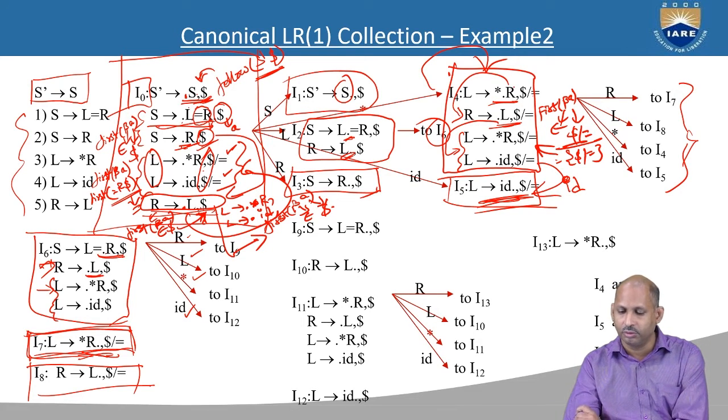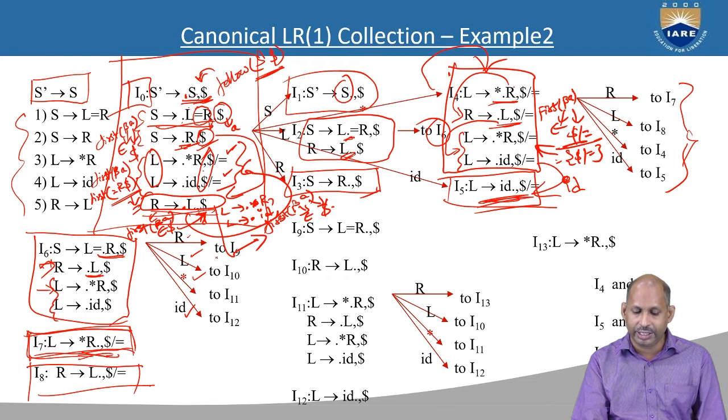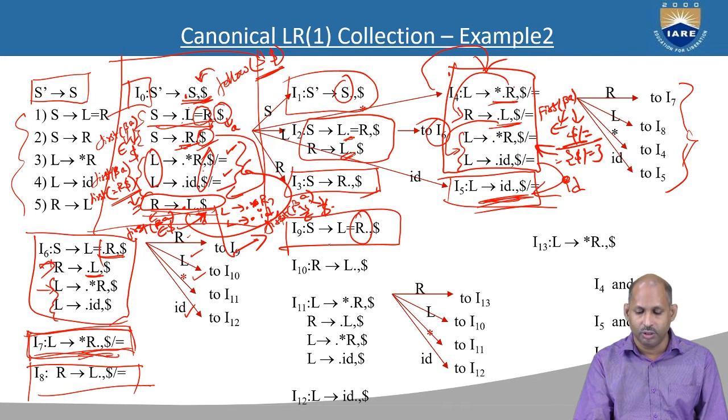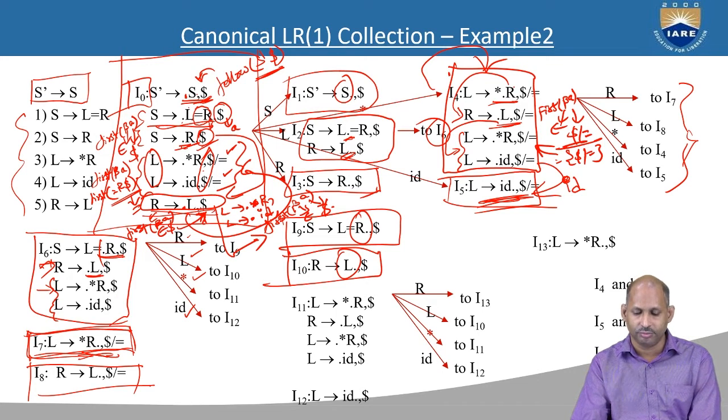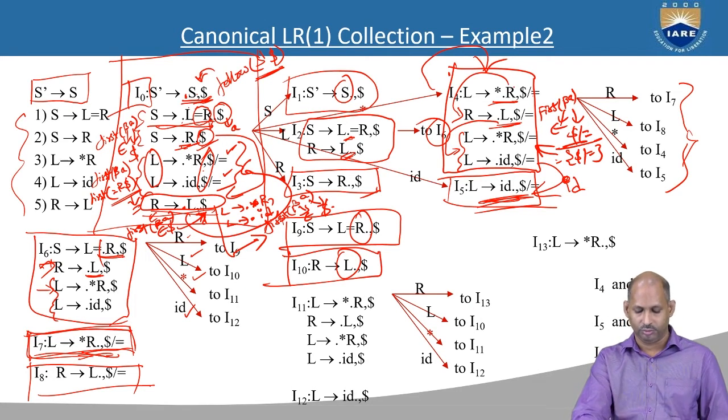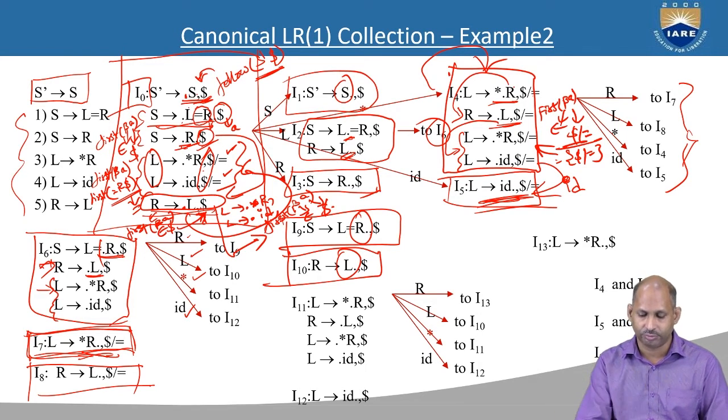Okay, is it clear? Then what is I9? Dot R as R dot, I9 is completed. What is I10? Dot L as L dot. So I10 is completed. Then what is I11? Multiplication. So dot multiplication as multiplication dot.